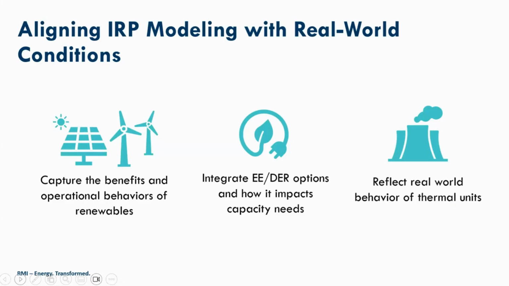As I mentioned earlier, we want the model to reflect a future world. Most of these best practices are trying to minimize parametric uncertainty and reflect the real world as much as possible through capturing the benefits and operational behaviors of renewables, integrating energy efficiency and distributed energy resources options and how it impacts capacity needs, and reflecting the real world behavior of thermal units.